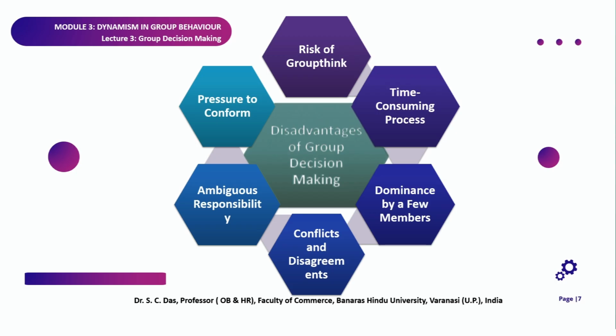Conflicts and disagreements are very common. I have seen that in the majority of group decision processes there is conflict; different people have different types of opinion. There are issues of disagreement. Ambiguous responsibility: because it is a group, fixing responsibility on an individual is very difficult. It is also one of the major concerns. Who is responsible? Then pressure to conform, that is also a very important thing. There is huge pressure to just adopt these particular alternatives, follow these alternatives, give your consent to these alternatives. So I think the disadvantages are also big.